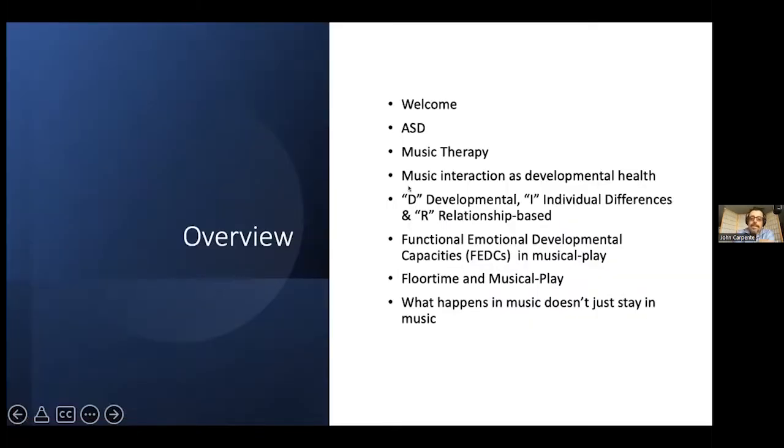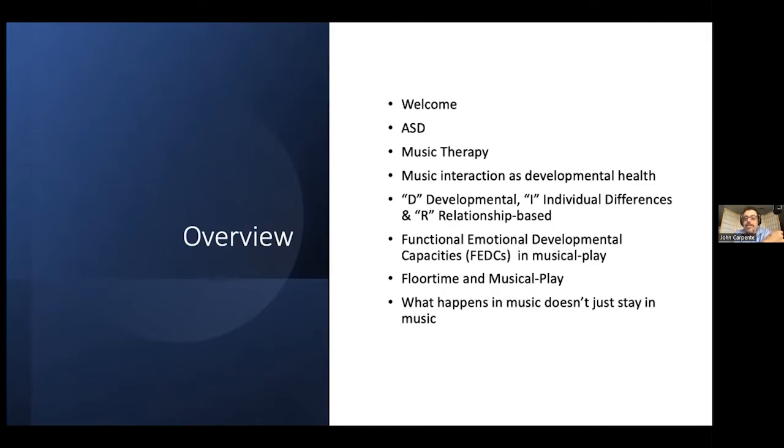So here are the areas that we will be covering over the next hour or so. I wasn't sure how much experience you all had with autism and music therapy, so I was just going to define these two concepts to provide context. Then we'll talk about how music interaction is just like interpersonal interaction, and then that'll roll out the DIR floor time model. I'll quickly define what the D stands for, the I and the R.